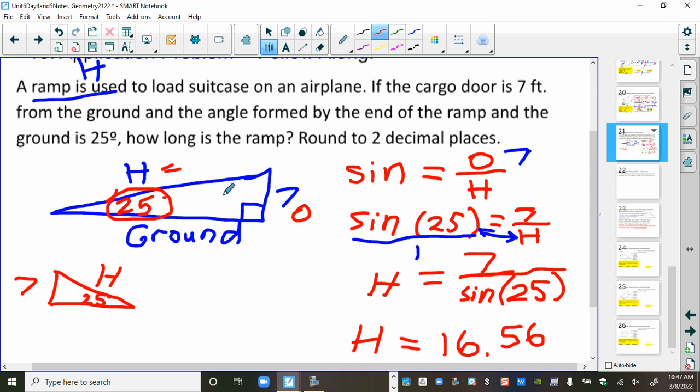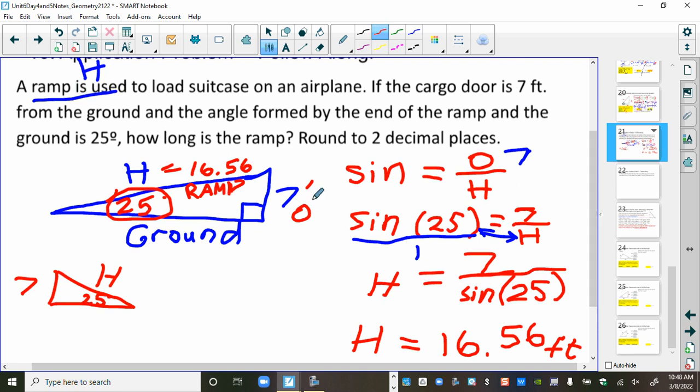Again, the key is if you need to draw a diagram, identify what's given to you, because your ramp is always going to be the hypotenuse. Anytime you see the ramp, that's our hypotenuse, always. Ladder, hypotenuse. And then I should be specific. It should be 16.56 feet, because it was 7 feet for the cargo door.